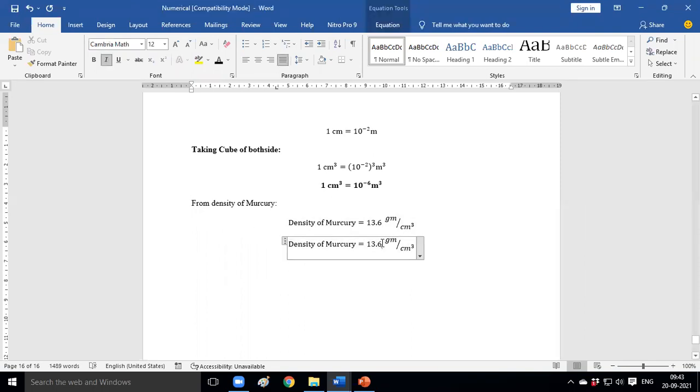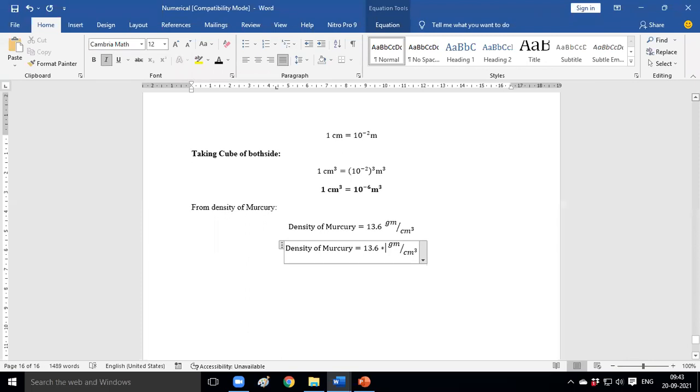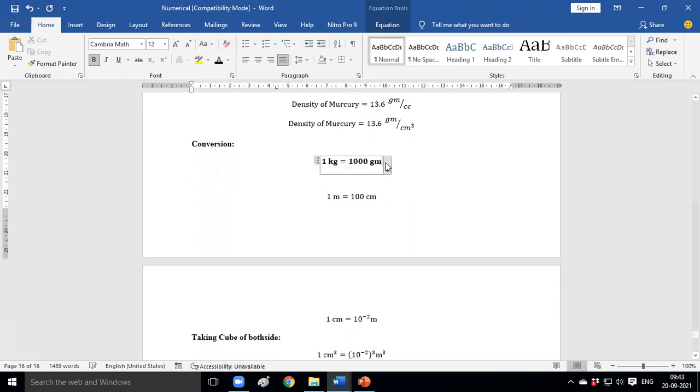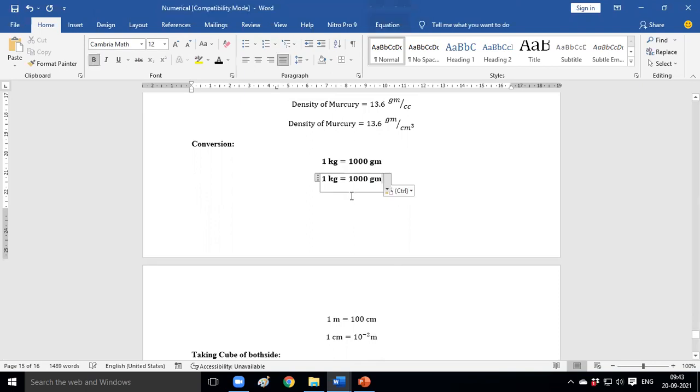So this is multiplied by, what is the multiplication? 13.6 multiplied by, tell me, gram per, see here, 1 kg equal to 1000 gram. So 1 gram is equal to how many kilogram? 10 to the power minus 3. Correct. 10 to the power minus 3.